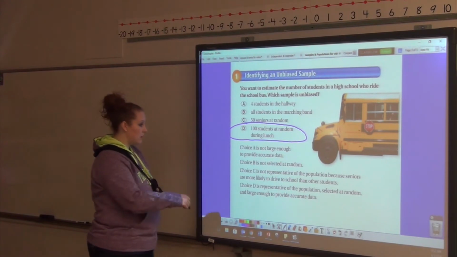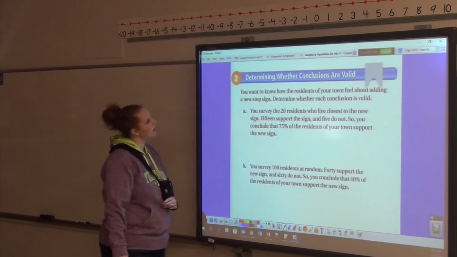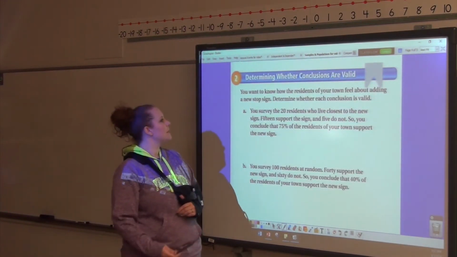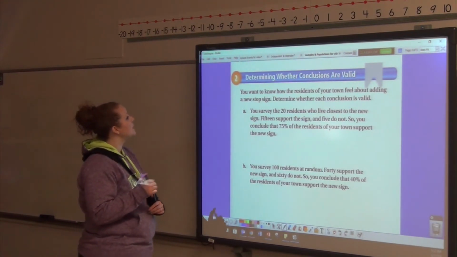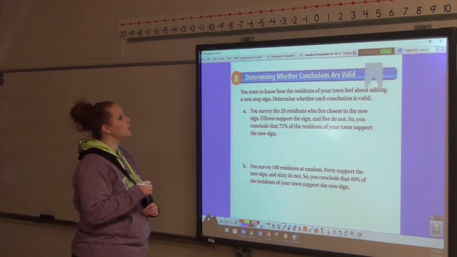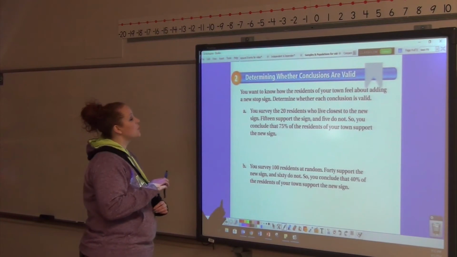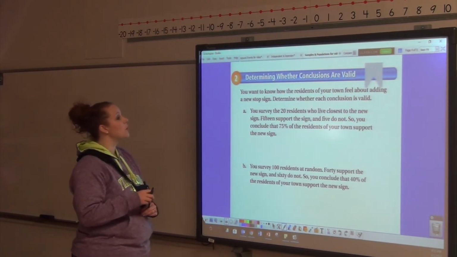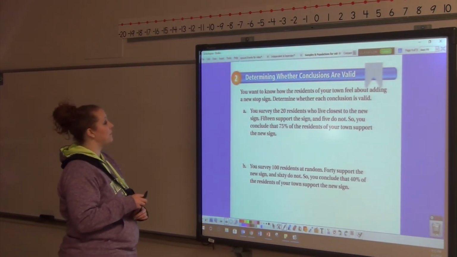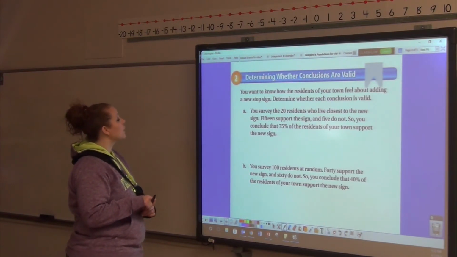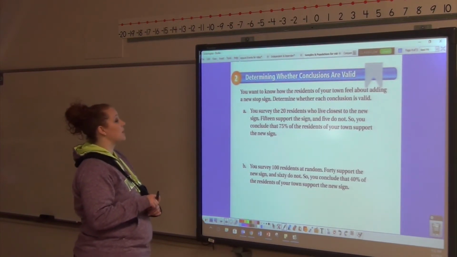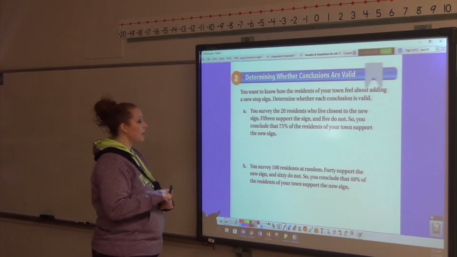Okay, so let's talk about this. You want to know how the residents of your town feel about adding a new stop sign. Determine whether each conclusion is valid. You survey the 20 residents who live closest to the new sign. 15 support the sign and 5 do not. So you conclude that 75% of the residents in your town support the new sign.